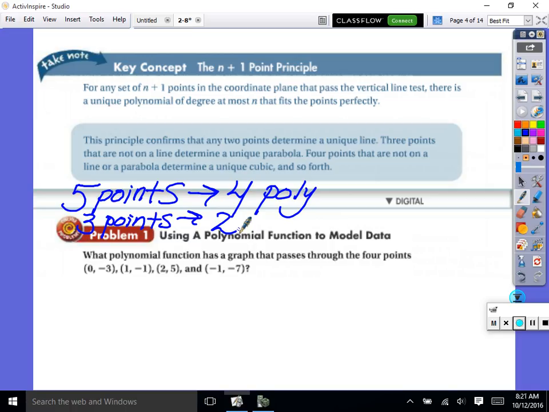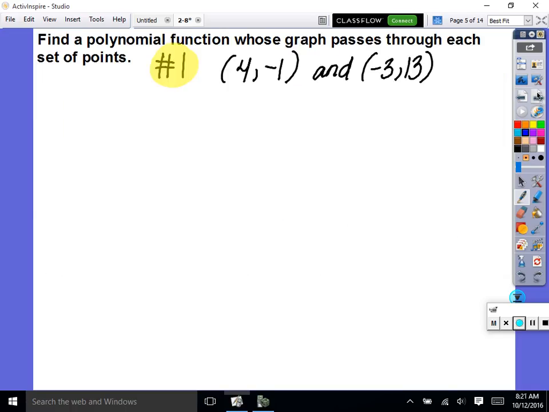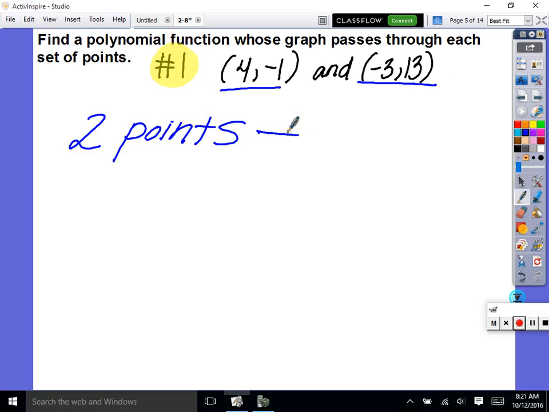So let's look at number 1 on the worksheet. It says, find a polynomial function whose graph passes through each set of points. So the first thing you'd say is, okay, these are my points. I have how many points? 2 points, right? 2 xy points. So that means that there is a line. What's 1 less than 2? 1, correct? 1 less than 2 is 1. So does everybody understand how there's a line that will fit those points perfectly?